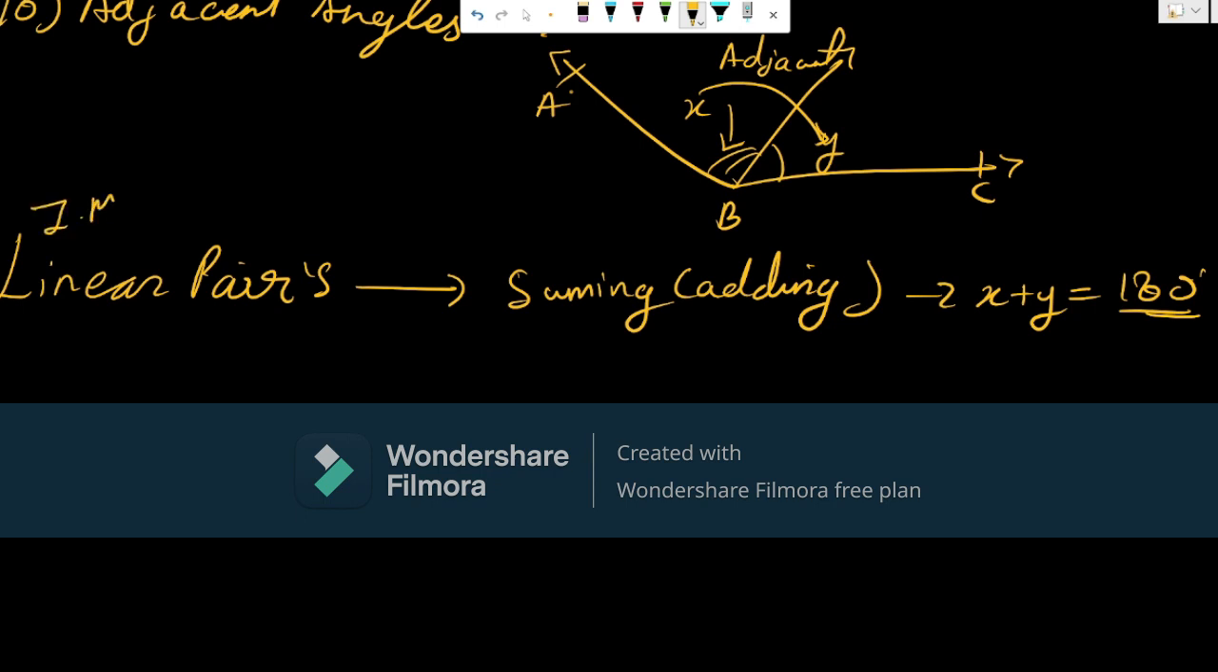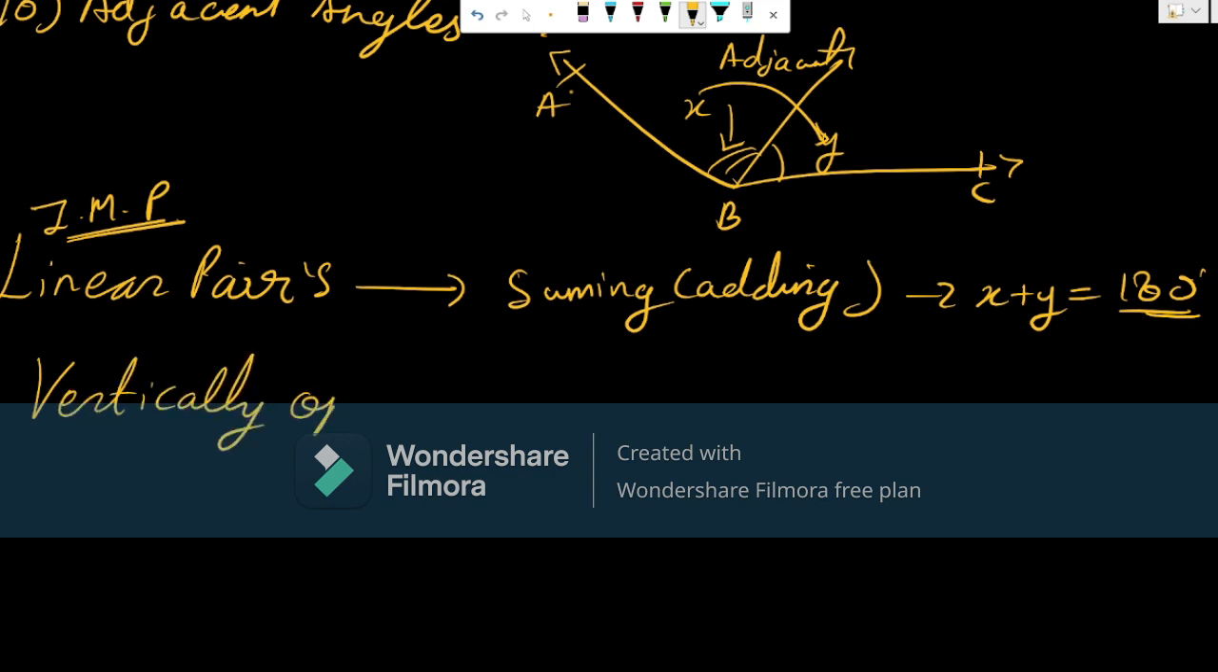This is important actually. Linear pair will be used. This term will be used in almost every single chapter in geometry, let it be circles, triangles, quadrilaterals. Even while giving proofs, you have to write that this is a linear pair. Now let's talk about vertically opposite angles.